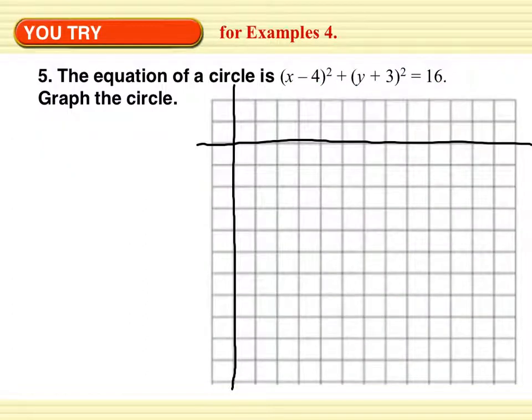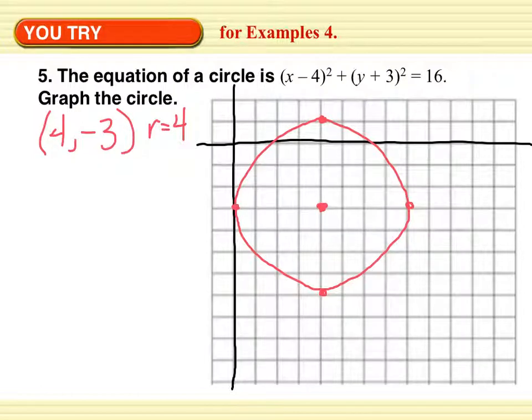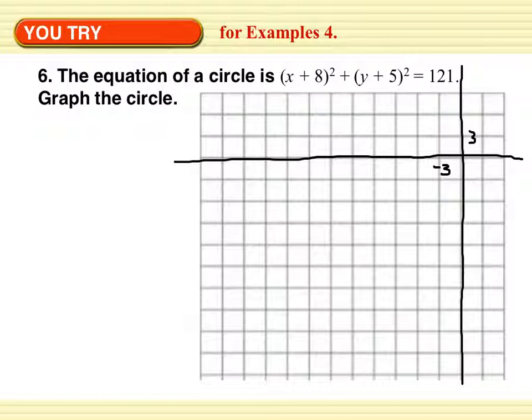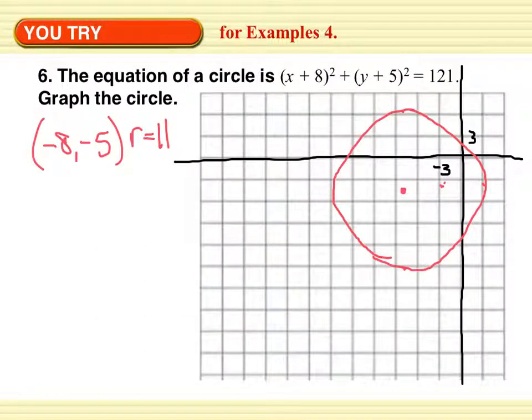Okay, you tried. The equation of the circle is given. Graph the circle. So go ahead and find the center and the radius. Push pause. There we go. Okay, equation of circle is given. Go ahead and graph the circle. If you notice, we are going by 3s on the graph because I couldn't get a bigger graph. That one was a bit messy, but you get the idea.